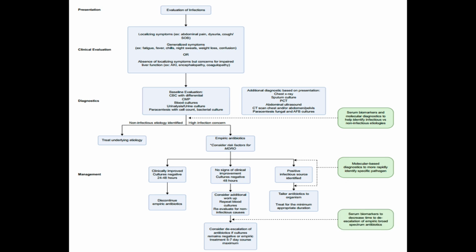This flowchart outlines the evaluation, diagnosis, and management of infections in patients, particularly focusing on cirrhotic patients. Here's a brief explanation for each section. 1. Presentation. Evaluation of infections begins with identifying symptoms that may be localizing, like abdominal pain, cough, shortness of breath, or generalized, like fatigue, fever, weight loss, confusion. Even in the absence of these symptoms, concerns such as impaired liver function, e.g., ACLF, encephalopathy, warrant further evaluation.